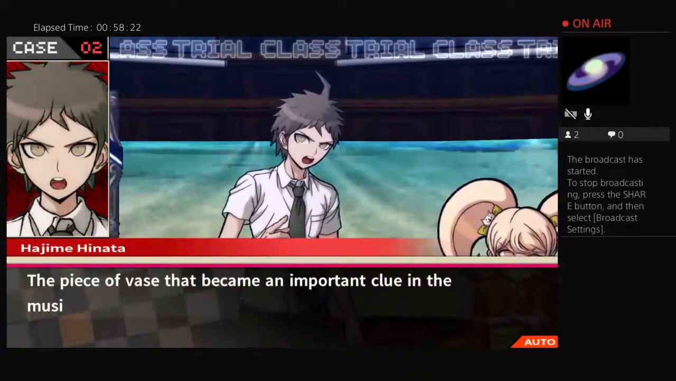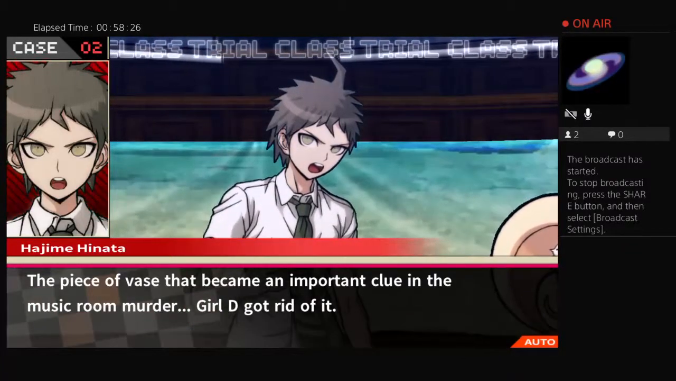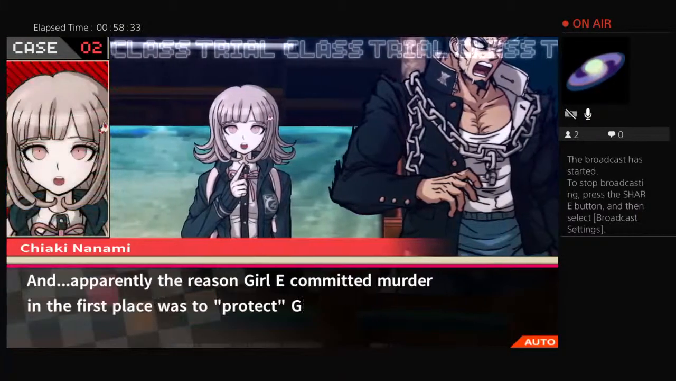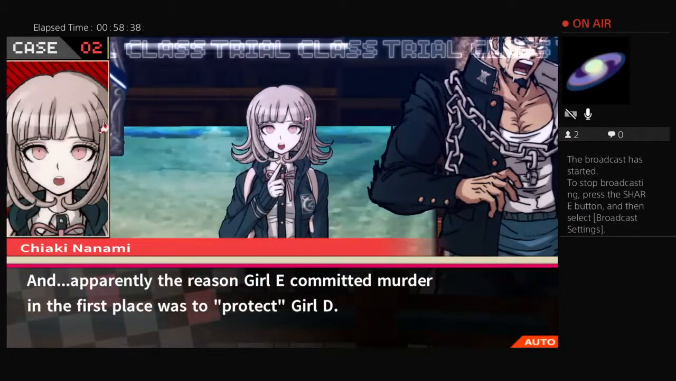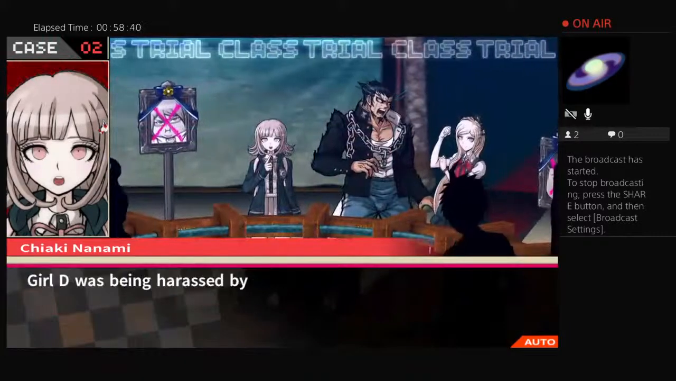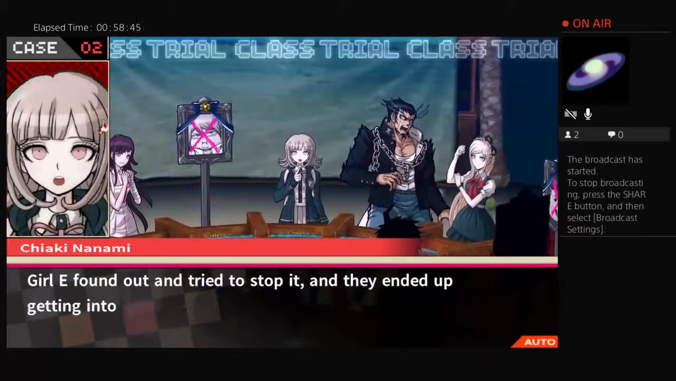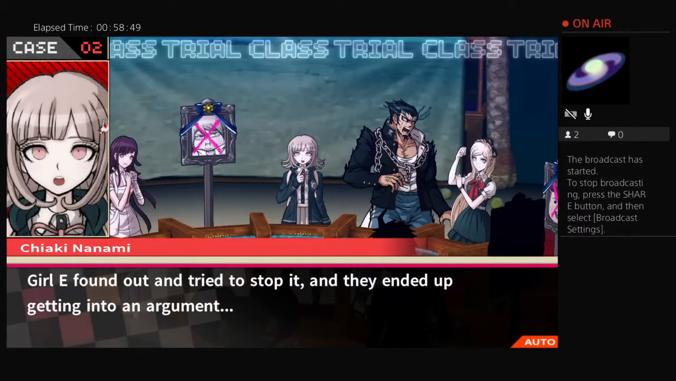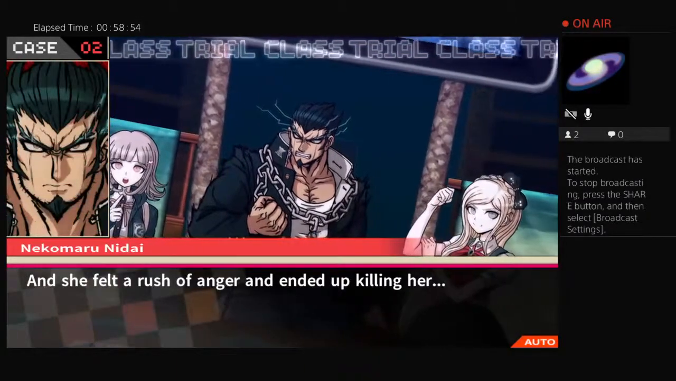The piece of face that became an important clue in the music room murder. Girl D got rid of it. And apparently the reason Girl E committed murder in the first place was to protect Girl D. Girl D was being harassed by the victim. Girl E found out and tried to stop it, and they ended up getting into an argument. And she felt a rush of anger and ended up killing her.